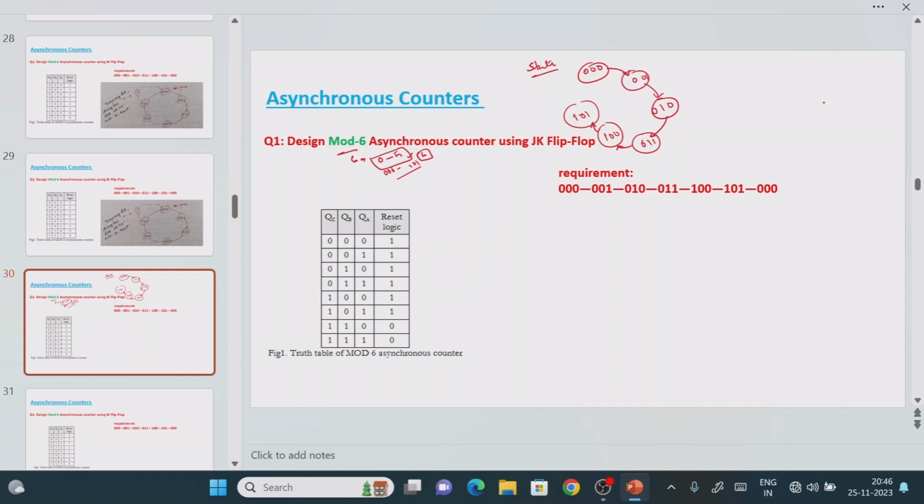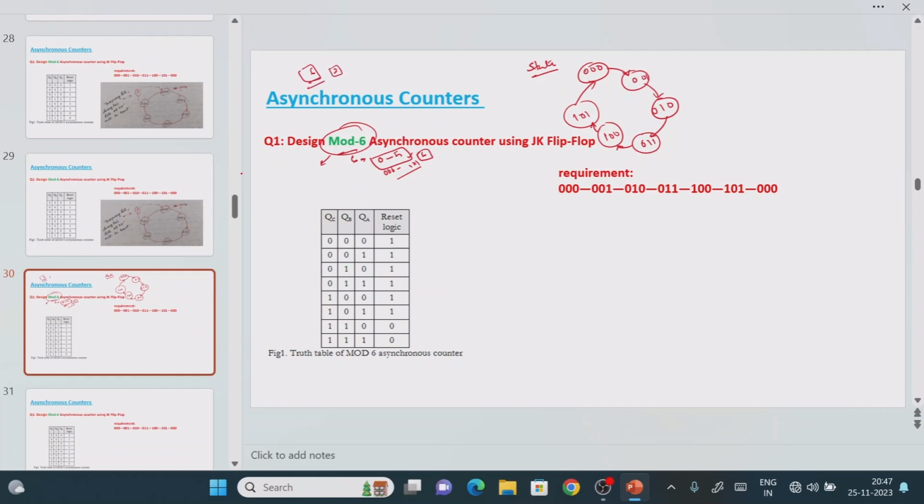Now, if you observe here, after 1 0 1 we should get the output as 0 0 0. This is the requirement we need to design. So before that, what is the meaning of MOD-6? 6 stages, right? So 6 counts means, how many flip-flops are required?